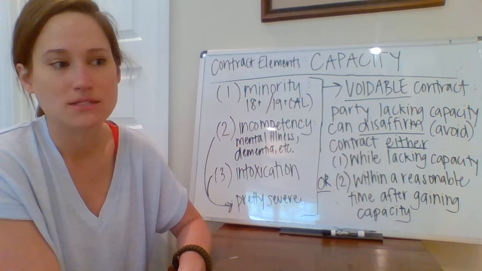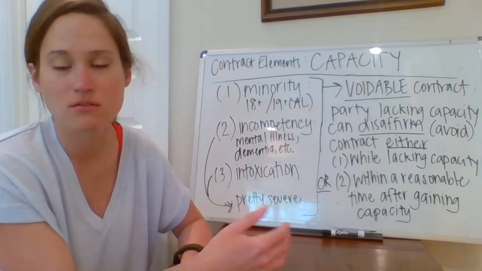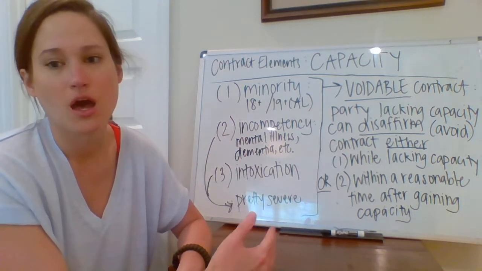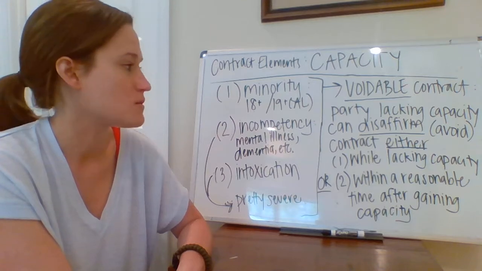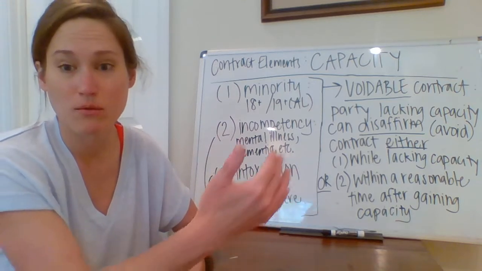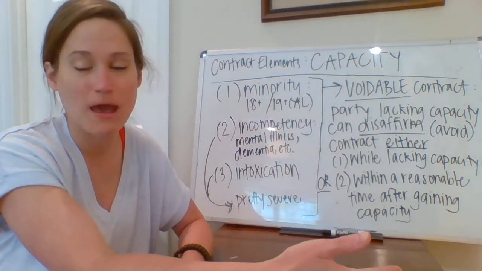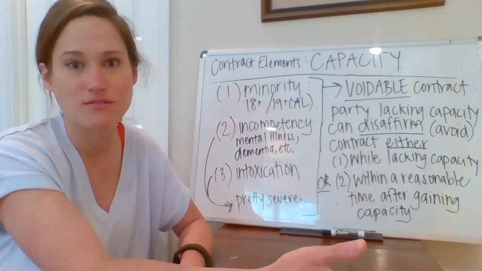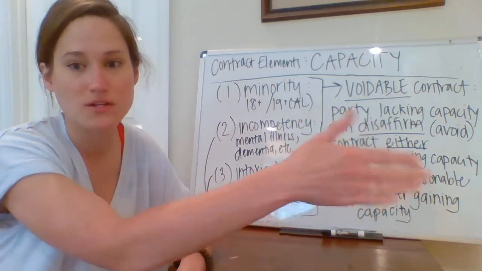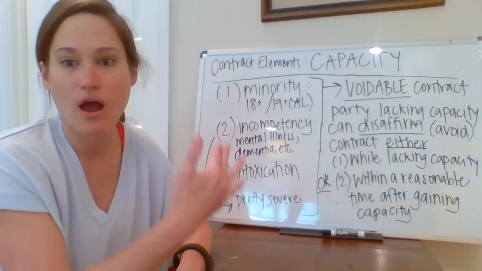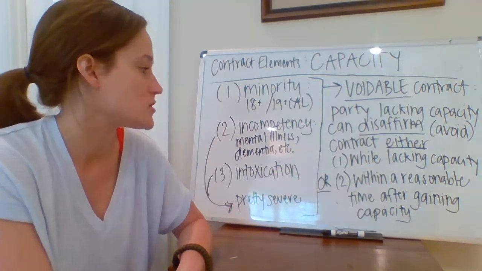Because again, if it does turn out later that there's some capacity problem, you're not going to be able to rely on the enforcement of that contract. And not only are you not going to be able to enforce it, even if it's already been performed, you may have a situation where the other party comes back to you and says, hey, I want to undo the entire transaction.